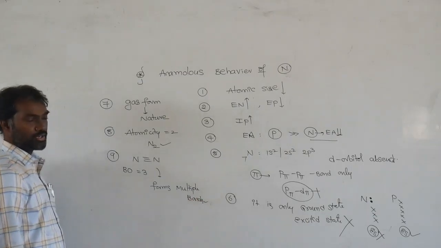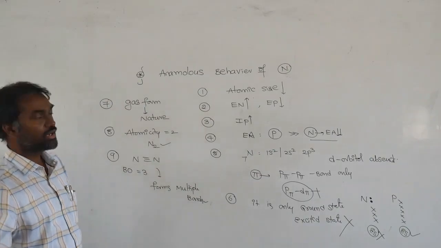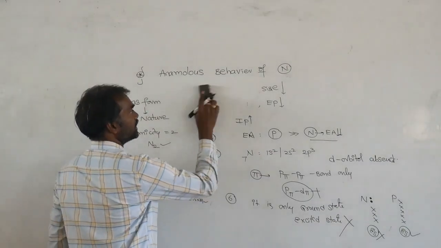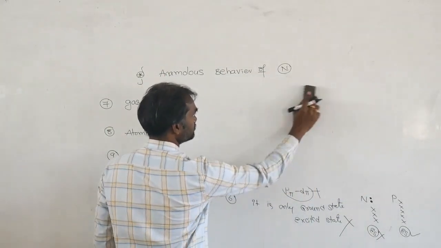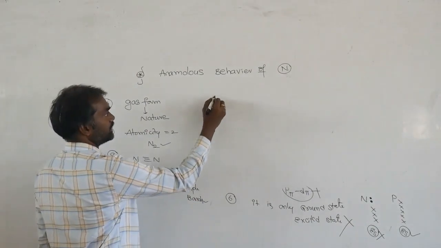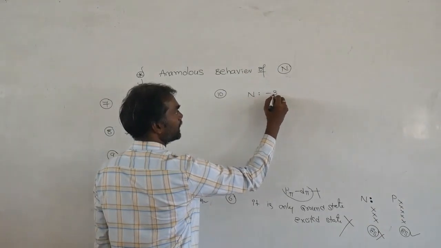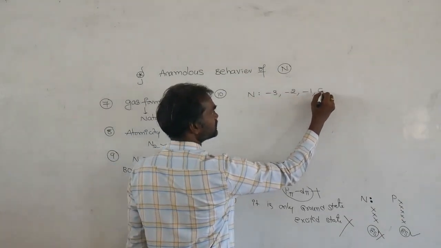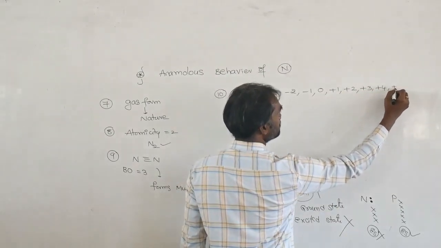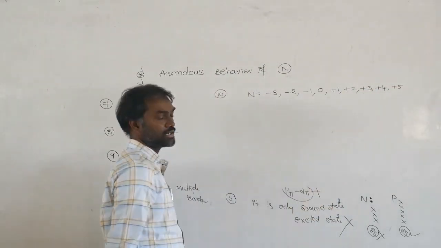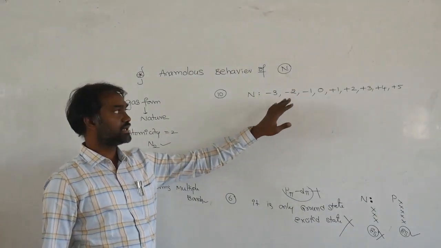So every property we have already discussed, and all together we write it as the special property or anomalous behavior. Next, the oxidation state also. If you see oxidation states, nitrogen is showing -3, -2, -1, 0, +1, +2, +3, +4, +5. So from -3 to +5, it is showing the highest range of oxidation states.